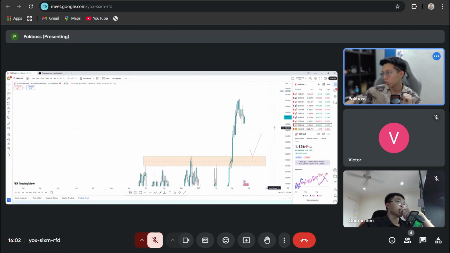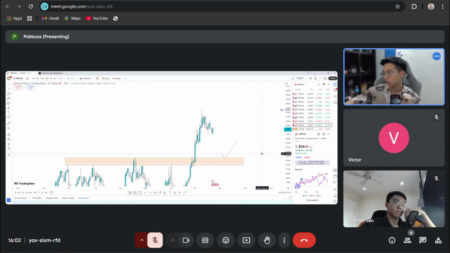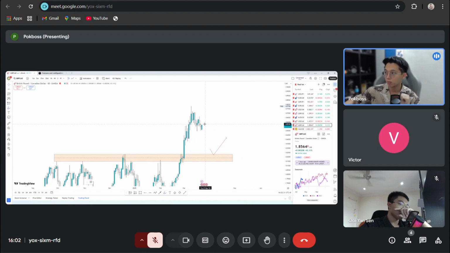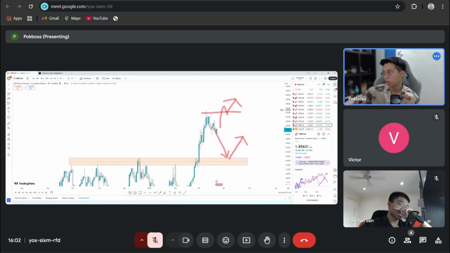Currently, my price is still nothing. Just wait patiently. If it breaks out, we test this resistance zone and go up, or if it goes down, we test our support zone and go up. Okay, so these are the two possible moves that we will focus on.